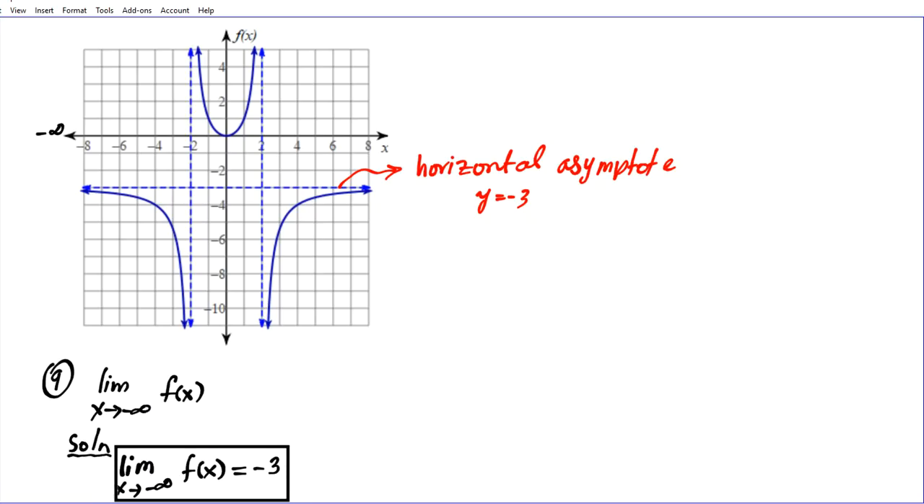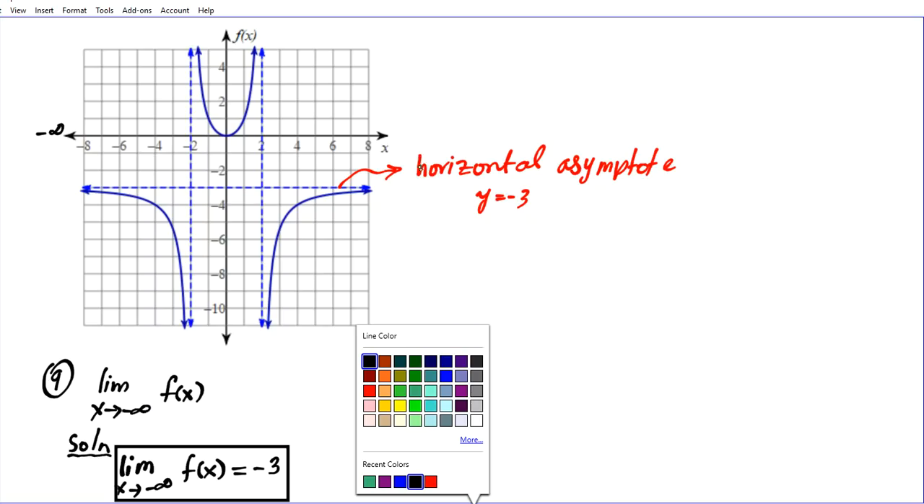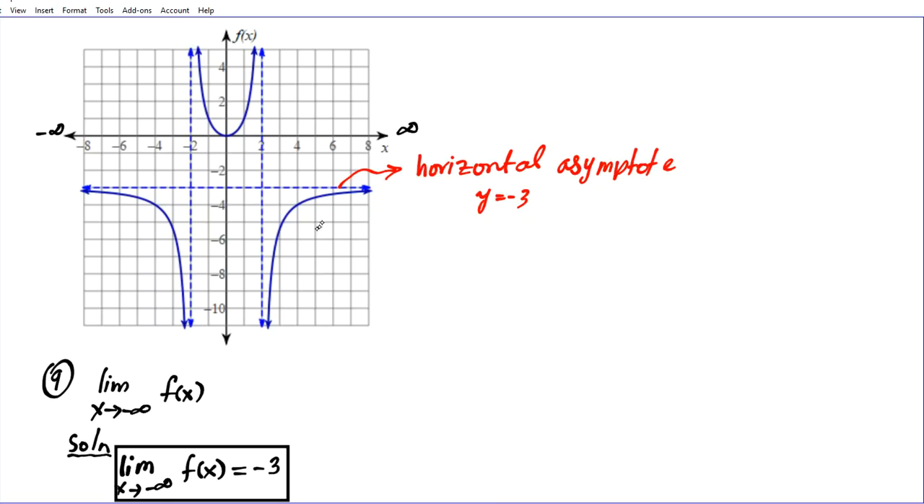Now, what if you were asked to find the limit as x approaches infinity? If you're asked to find the limit as x approaches infinity, that is known as the right end behavior. So guess what will happen? You're approaching the same horizontal asymptote, so the right end behavior will be negative 3 and the left end behavior will be negative 3 also.